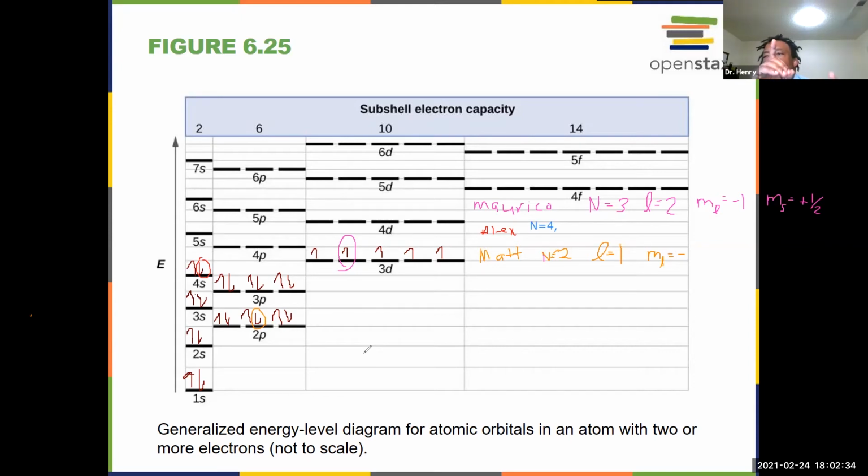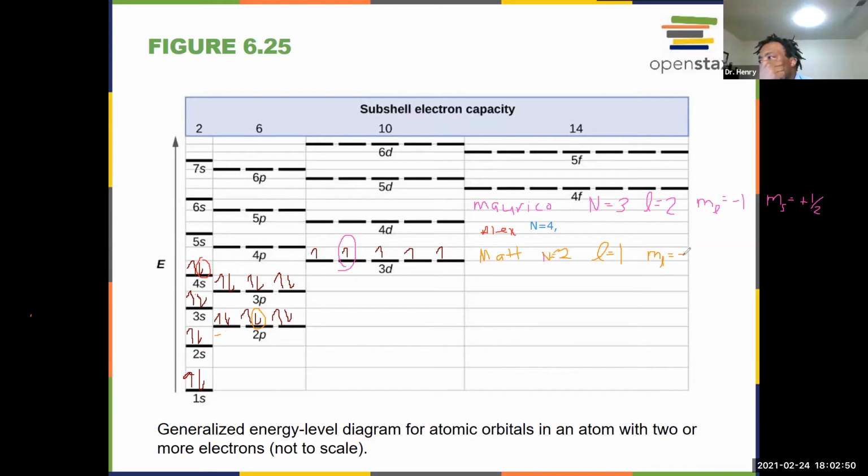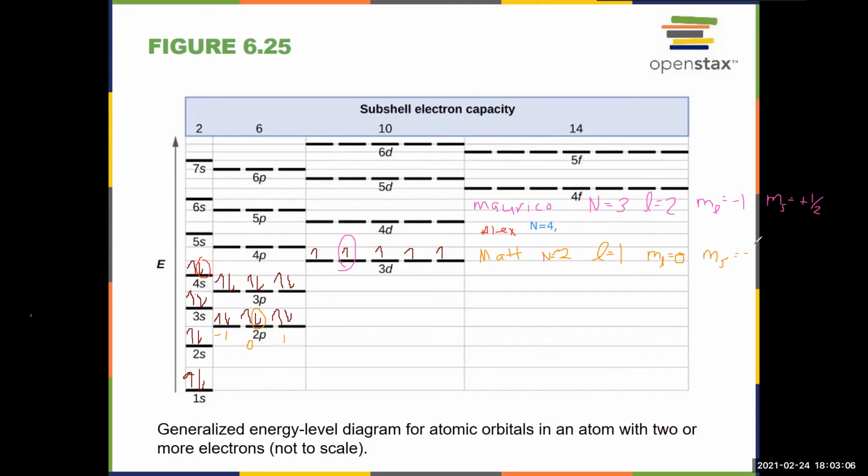Because remember, ML can go from minus L to L. Okay. So then it would be 0. That's right. It would be 0. Yep. Because this is -1, this is 0, and this is 1. Okay, MS? -0.5. Okay, piece of cake?